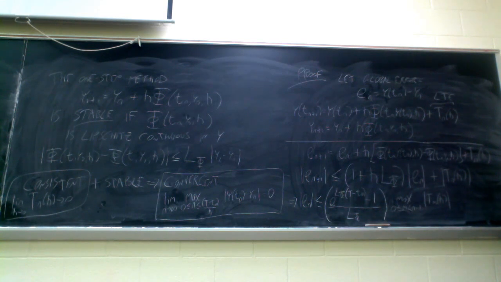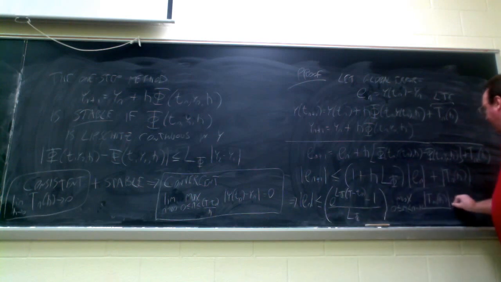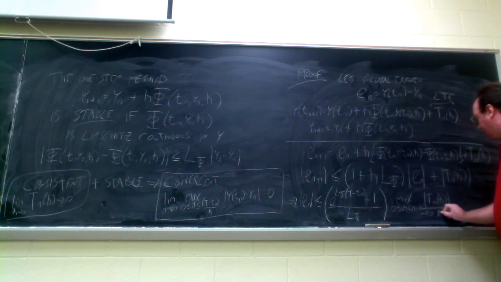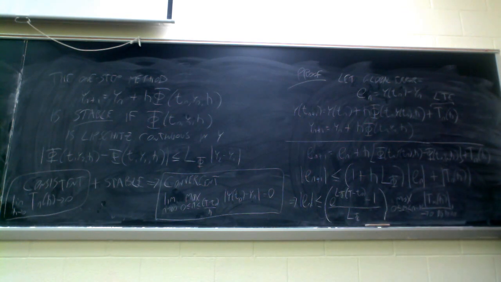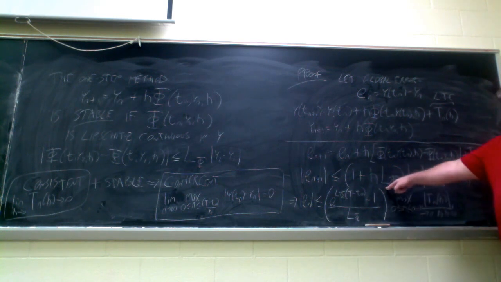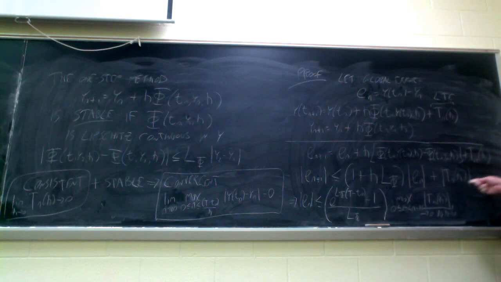And the thing is, this goes to 0 as h goes to 0. So the stability of a one-step method allowed us to do this. The consistency of a one-step method allows us to say that this goes to 0 as h goes to 0. So as a result, the error goes to 0 as h goes to 0. All the errors go to 0.